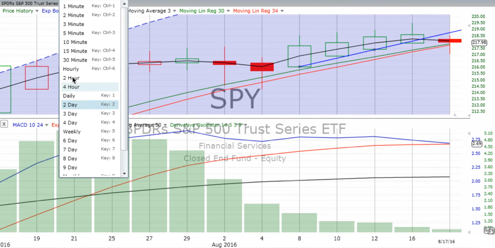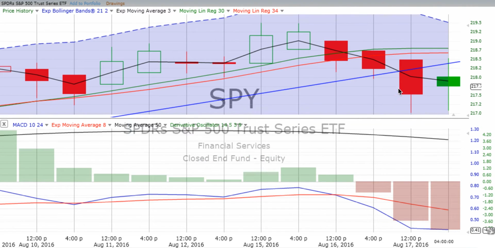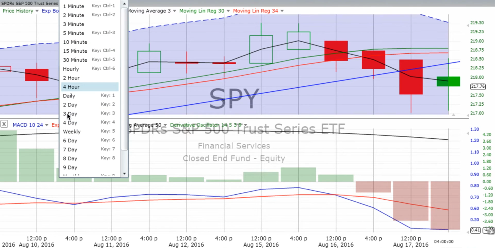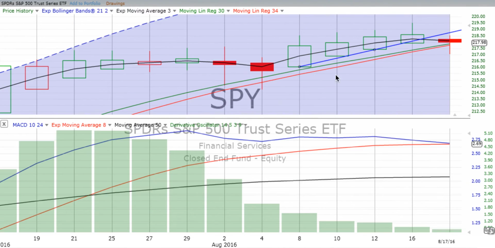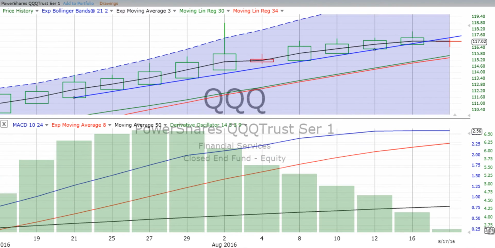When we look on our 4-hour chart, what do we see? Same thing, down movement strong in the morning, some up movement in the afternoon. For the record, the S&P 500 was up for the day, 0.19%, but our candlesticks and our derivative oscillators are showing us something different, along with the MACD and the signal line. So that is where we are. Be forewarned, forearmed.